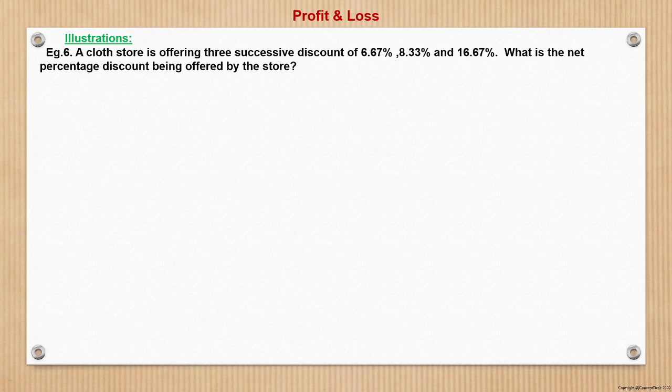Now moving to the next question, where it says that a cloth store is offering 3 successive discounts of 6.67%, 8.33% and 16.67%. What is the net percentage discount being offered by the store, right? This concept of successive increment or decrement we have seen in the discussion on percentage. So the same concept we will use here.